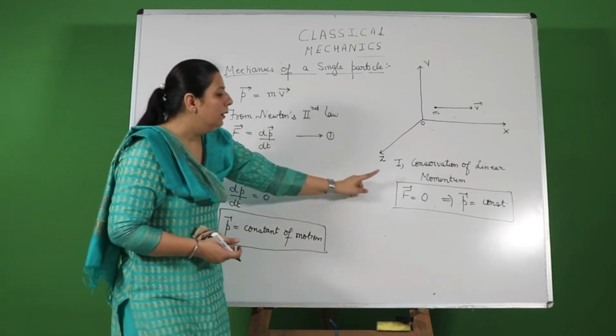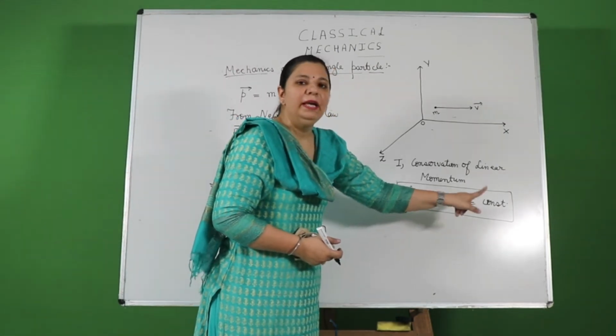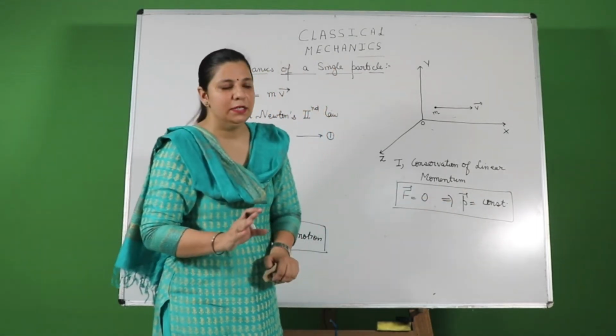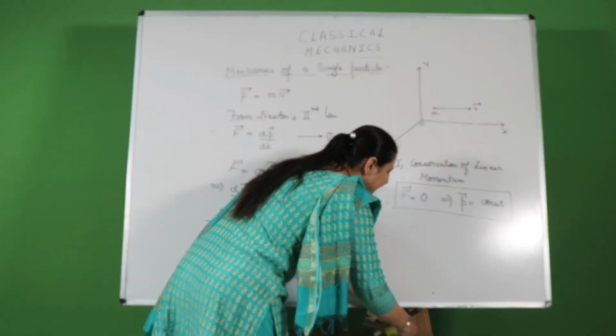So first of all, when there is no external force, then linear momentum will be constant or it will be conserved. Fine. Now next is conservation of angular momentum. Second is conservation of angular momentum.